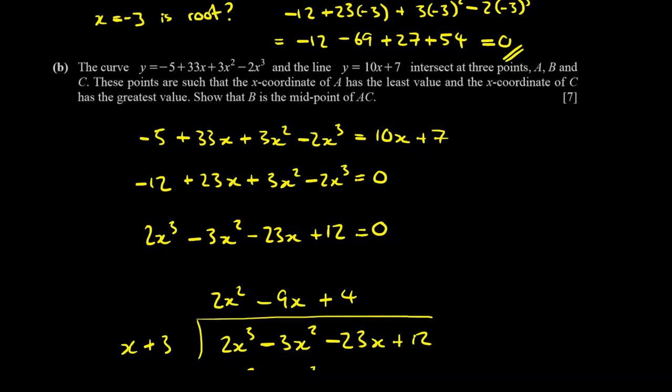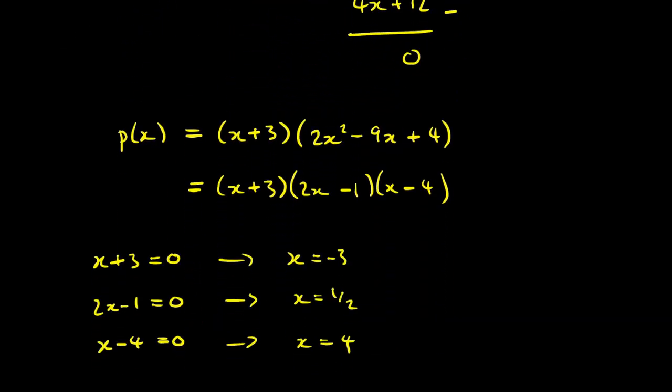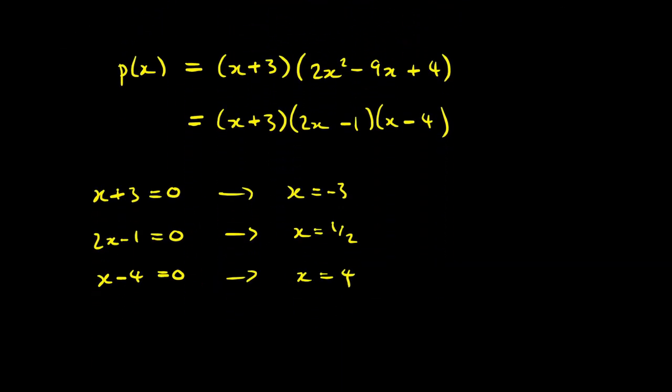We want to show that B is the midpoint of AC. All right, well, we probably want to find the y coordinates as well. Now, y is equal to 10x plus 7. So let's find the y coordinates. Right up here, y is equal to 10x plus 7.